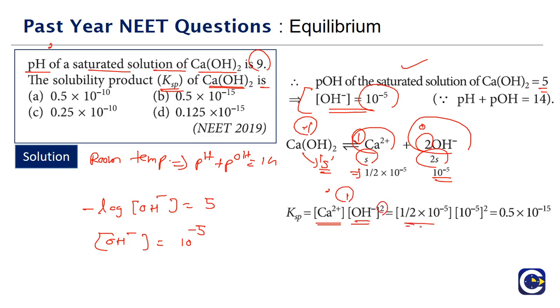So here the calcium ion concentration is half into 10 power minus 5 and OH minus ion concentration is 10 power minus 5, but we have a square here. So if we check it, it will be 0.5 into 10 to the power of minus 15. So this is the KSP value. So the correct answer is option B.